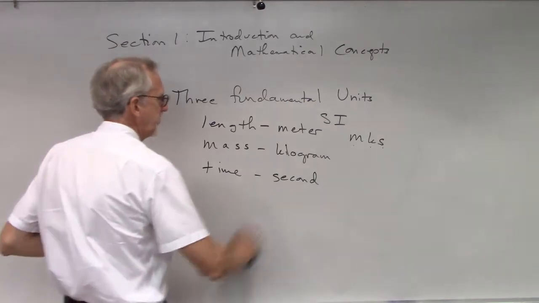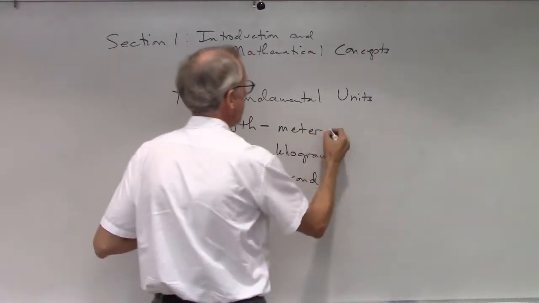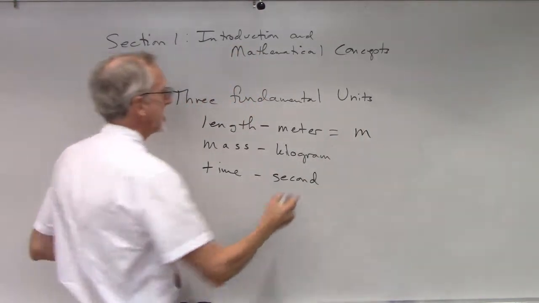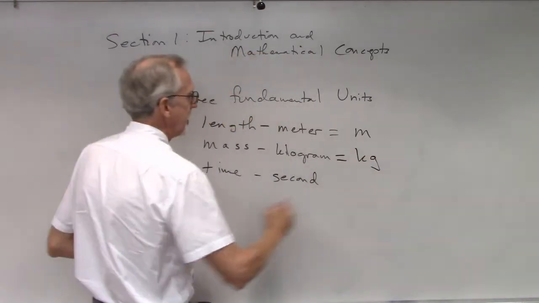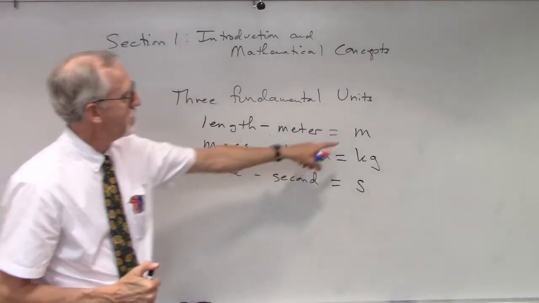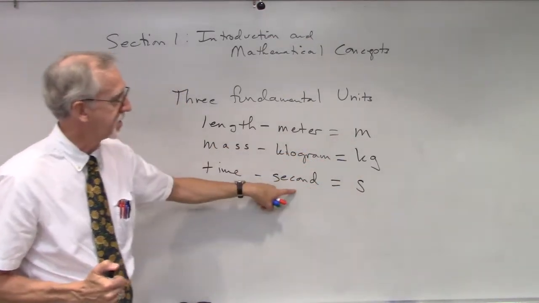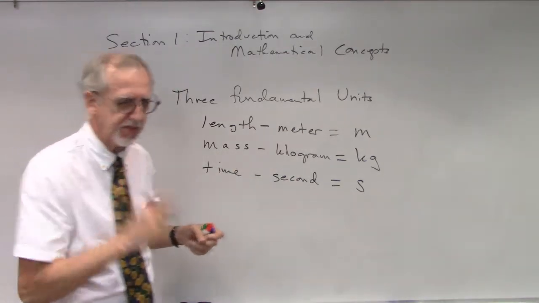Now, for short, the meter we will write as just a lowercase m. Kilogram will be kg, and a second will just be s. So m for meters, kg for kilograms, s for seconds. Now, how can we go from smaller units to larger units? Well, let's take a look.